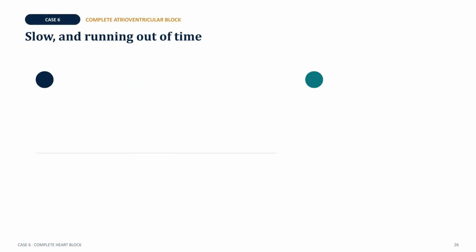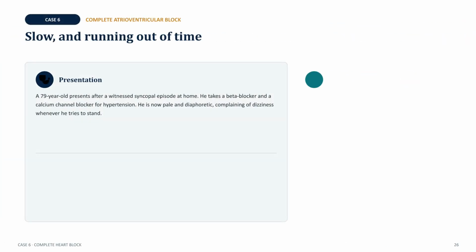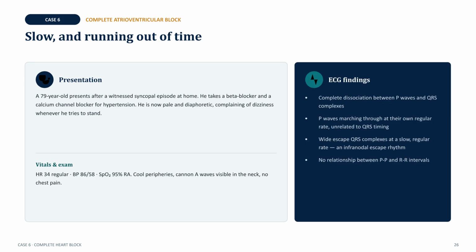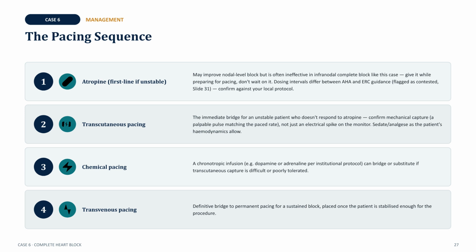Finally, Case 6, complete heart block. A 79-year-old patient presents with syncope and a heart rate of 34. The ECG shows complete dissociation between P waves and QRS complexes, which is diagnostic of high-grade block. While atropine is a first-line consideration for bradycardia, its success is limited in infranodal blocks. Prepare for transcutaneous pacing immediately.